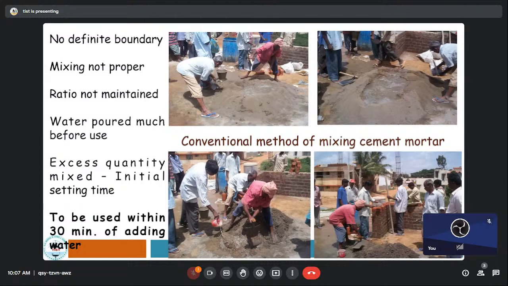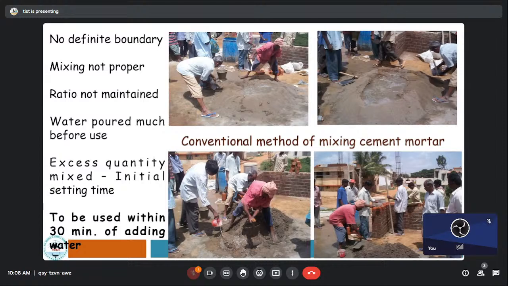Water will move in all the directions, and then you can observe that for any cement, when you pour water, there is something known as initial setting time and final setting time. What is the initial setting time of cement? It should not be less than 30 minutes. And final setting time should not be more than 600 minutes or 10 hours. So that's how it should be.